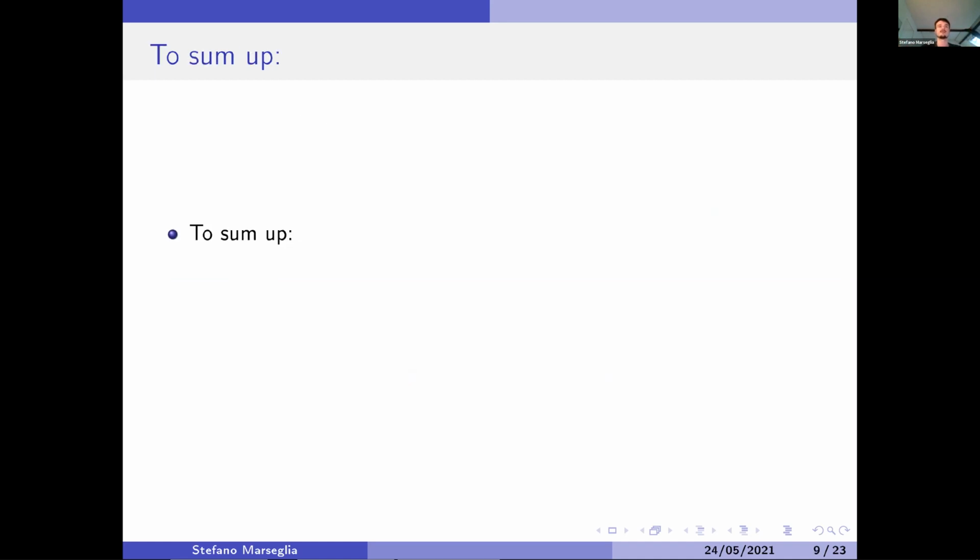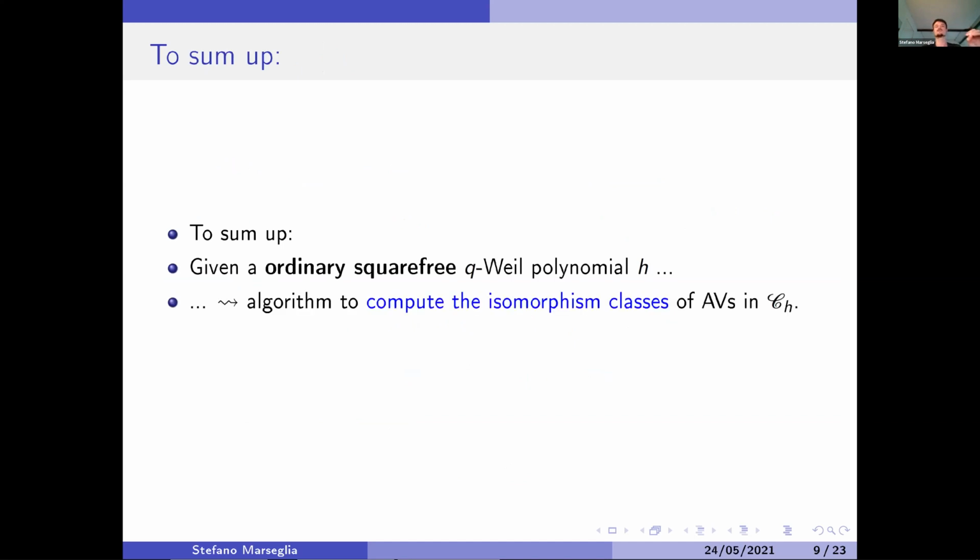So let's sum up very briefly. We started with an ordinary squarefree q-Weil polynomial h. We reduced the problem to computing ideal classes, and we have an algorithm to do that. So we have an algorithm to compute the isomorphism classes of abelian varieties inside a squarefree ordinary isogeny class. Correct. But we can actually get a lot more. Since this theory is based on an equivalence of categories, everything that can be described categorically, we can actually compute. And one thing that we are very, very interested in is the concept of polarization. So how to compute the polarization of an abelian variety.